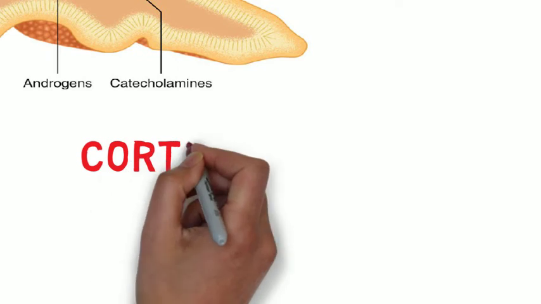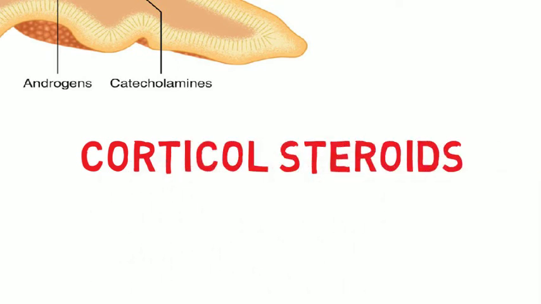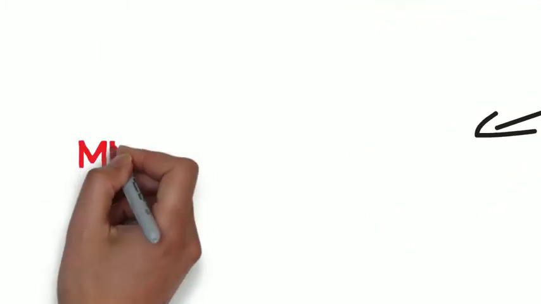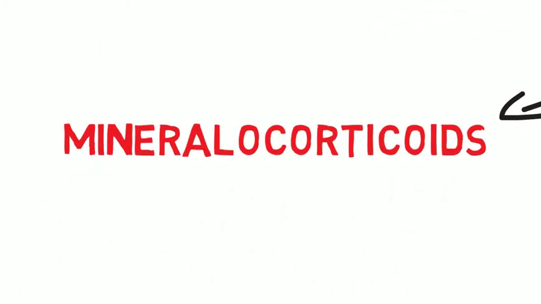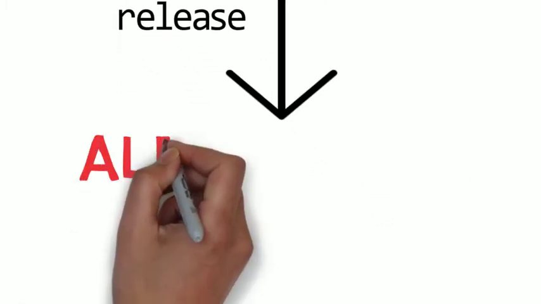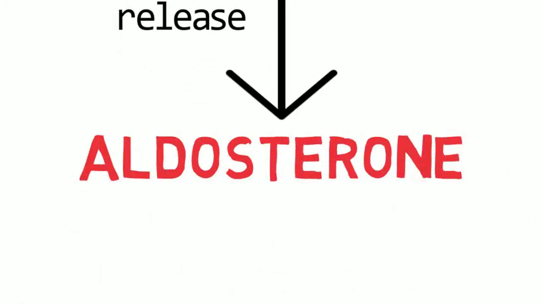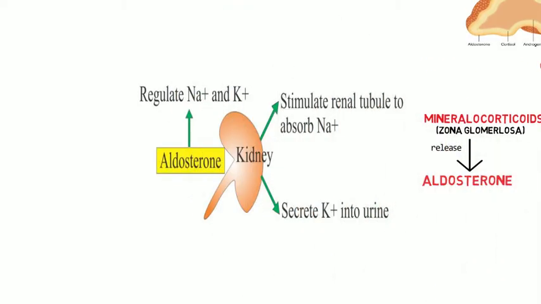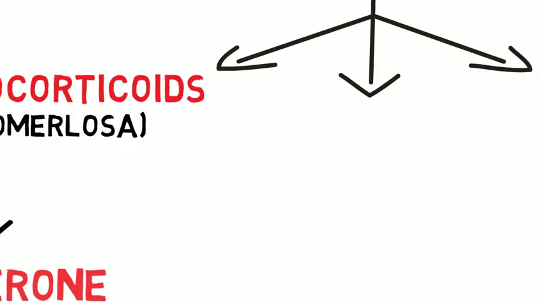Next come the hormones of adrenal cortex, called corticosteroids. They are grouped into three categories. The first are mineralocorticoids, secreted by the cells of the zona glomerulosa. They release aldosterone, a salt retaining hormone. Here in the diagram, we see that the aldosterone helps in regulating sodium and potassium content of the body. When the sodium level is low, it stimulates the kidney to absorb sodium and to secrete potassium into the urine.